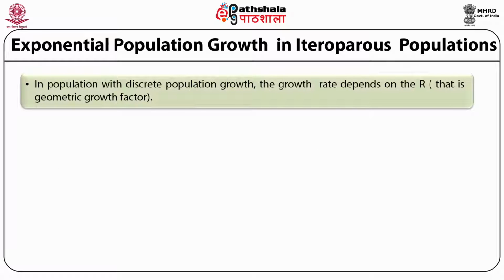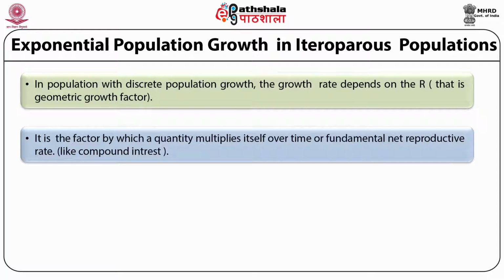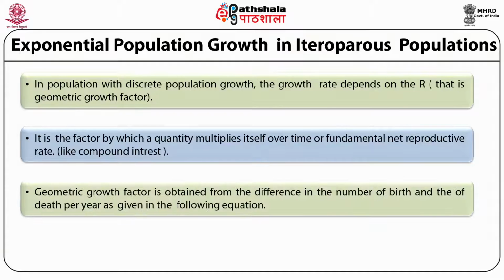In populations with discrete population growth, the growth rate depends on R, that is the geometric factor. It is the factor by which the quantity multiplies itself over time, or the fundamental net reproductive rate. The geometric factor is obtained from the difference in the number of births and the deaths as given in the following equation: R is equal to 1 plus B minus D.